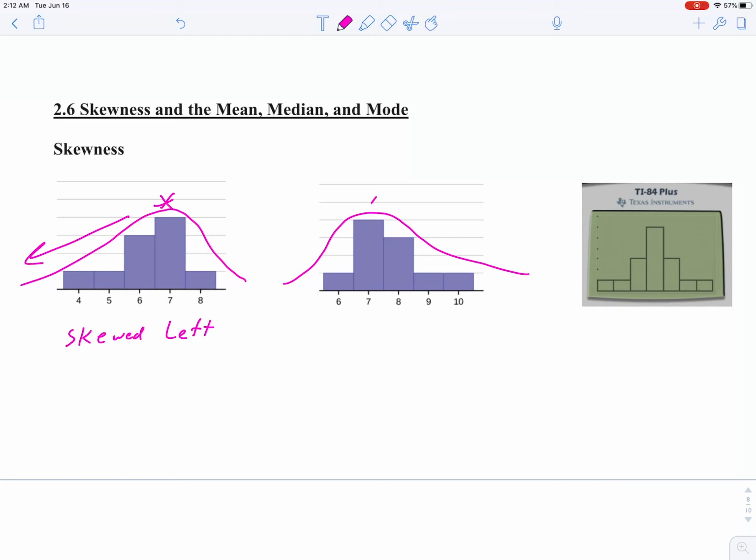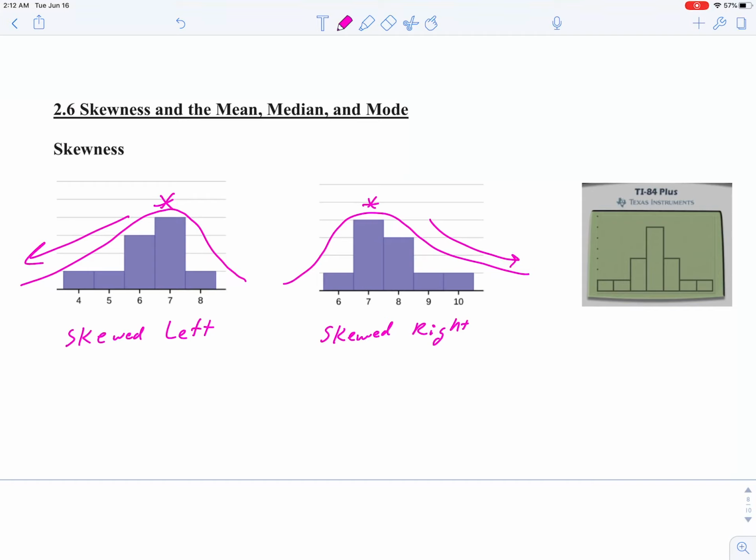Okay. All right, now let's look at the middle graph here. Again, if we draw that smooth curve, what we notice again is a bump in the data here, but then we have this tail that goes off to the right. So this one, of course, would be skewed right.